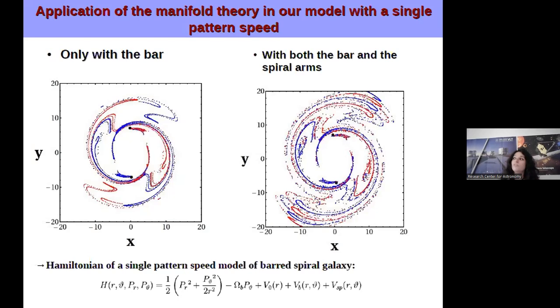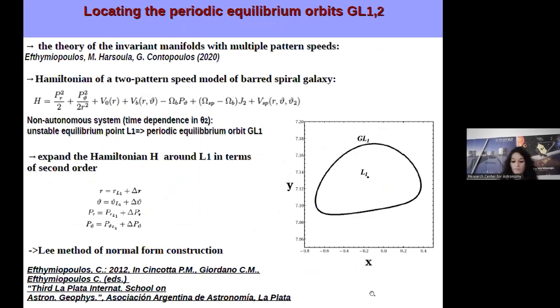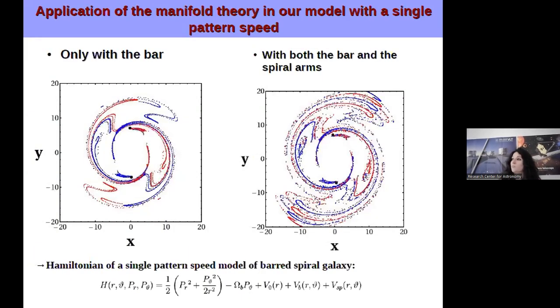Okay, it gives us manifolds. And we did the same without the spiral potential, where I just have the potential of the bar. And this is when I have the potential of the bar and the potential of the spiral arms with the assumption of a single pattern speed. We can see that we have manifolds also when I just have the potential of the bar, which is something that has been mentioned in the bibliography before.